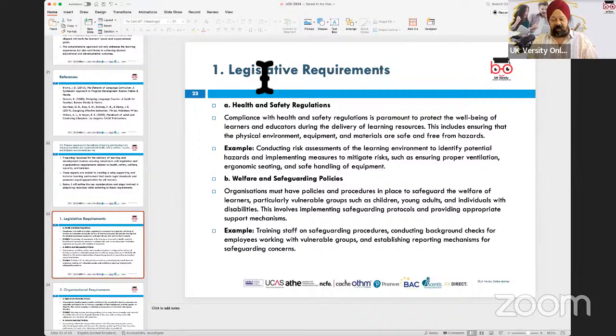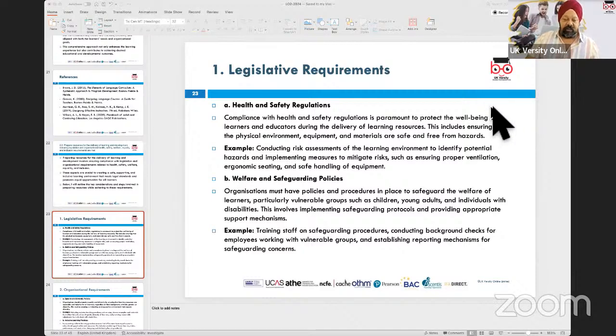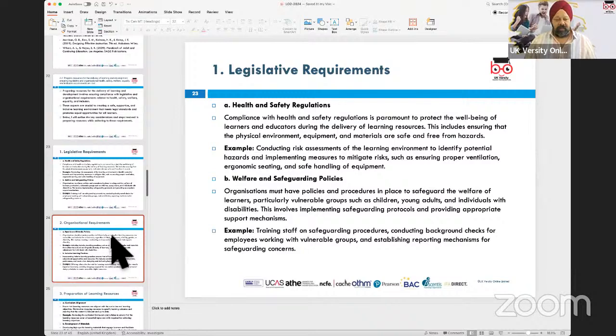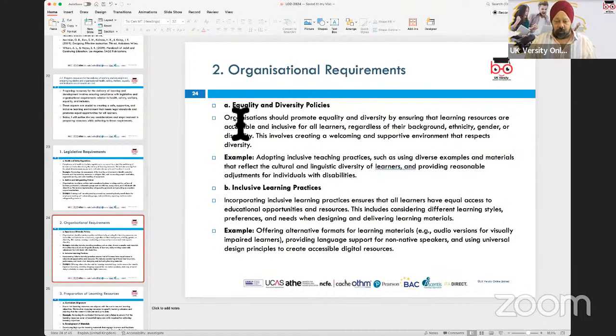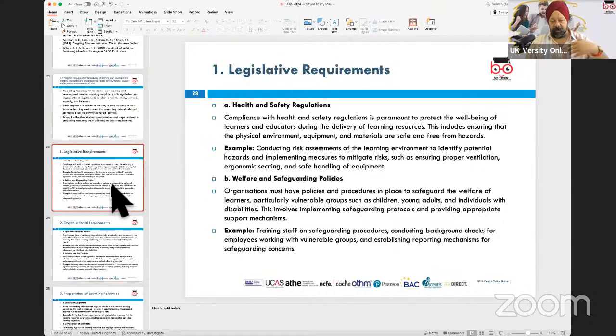You look at safeguarding in particular, which is nowadays mandatory. Is your staff having the CRB check if they're dealing with children under the age of 18? In such cases, these legislative requirements would need to be checked. Then you look at organizational requirements. So legislative requirement would be Ofqual, awarding body, regulator requirements, and certain requirements which are put forward by the government in terms of teaching and learning.